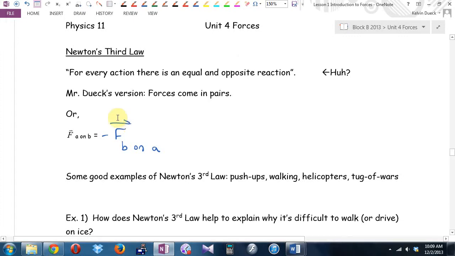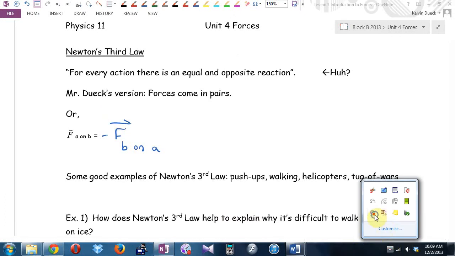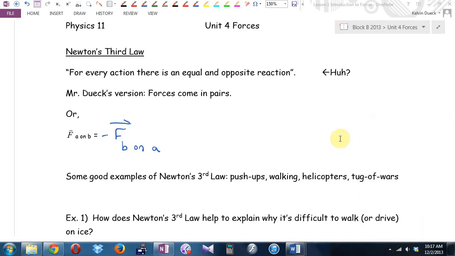Let me give you a few examples here. Newton's third law: for every action, there is an equal and opposite reaction. What he means is for every force, there's an equal and opposite force in the opposite direction. Forces come in pairs. If A applies a force on B, B applies a force back on A, same magnitude, opposite direction.